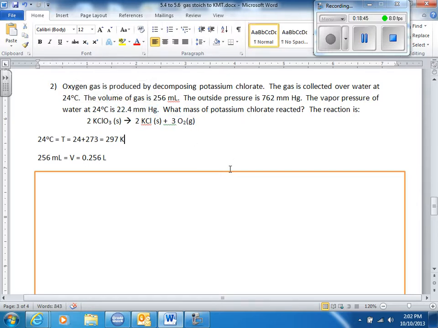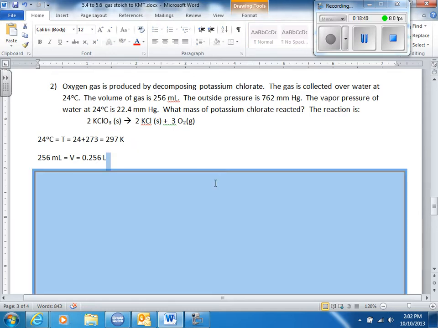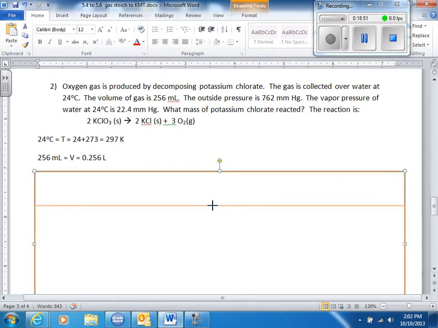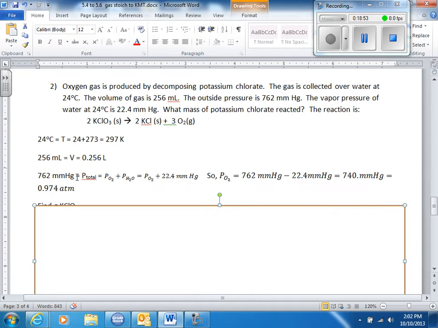So the outside pressure is going to equal the water plus the oxygen. So let's see what we can do with that. There's our total, which is the oxygen and the water, which is unknown. The oxygen plus the 22.4 millimeters mercury. We were given that this is the pressure of water. So I know 762 millimeters mercury is the oxygen plus 22.4. We can solve for the oxygen.